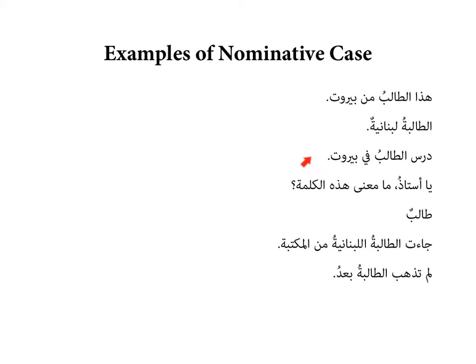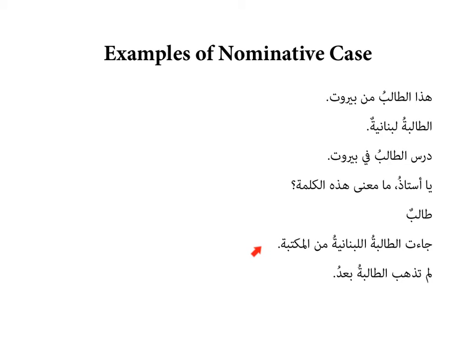The third example is a verbal sentence where we have the student studied in Beirut, darasa talibu fi Beirut. So just like with the equational sentence, the subject is going to be nominative. When you address someone with the particle ya, ya ustadhu, ma ma'na hadhihi al-kalima, what's the meaning of this word? You do it in the nominative, but without nunation. When you just have a word in a list, like student as a random word, then you also mark it as nominative. When you have an adjective in a noun-adjective phrase, then it agrees completely with its noun.